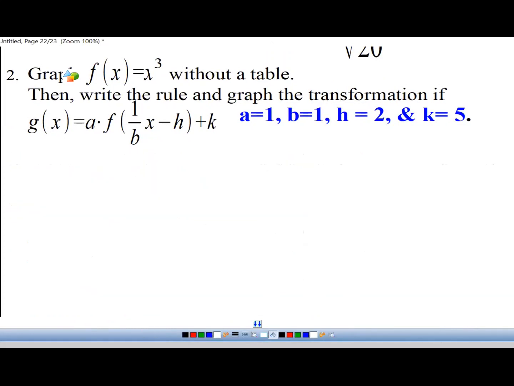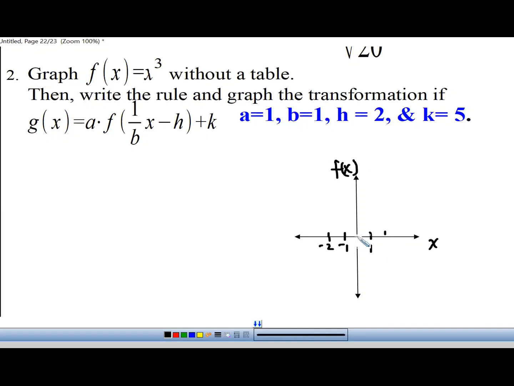All right. So let me go over number 2. Number 2, it says graph f of x equals x cubed without a table. So let me get my coordinate plane. Do that right here. Here's my x and my f of x. And what do I need to graph without a table? So I need the domain being -1, -2, 1, 2, and 0.